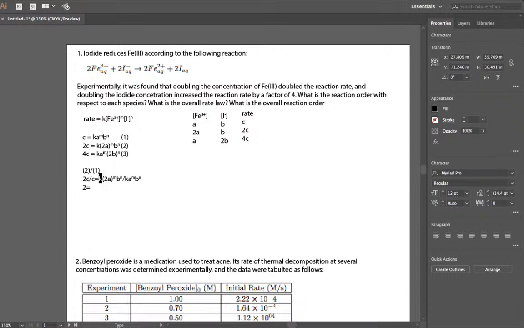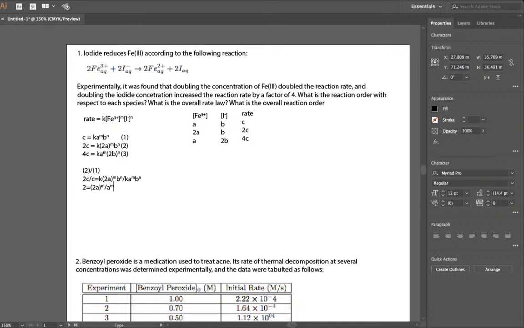And then 2A to the power of M divided by A to the power of M. Let me write that down. 2A to the power of M, divided by A to the power of M. There we go.